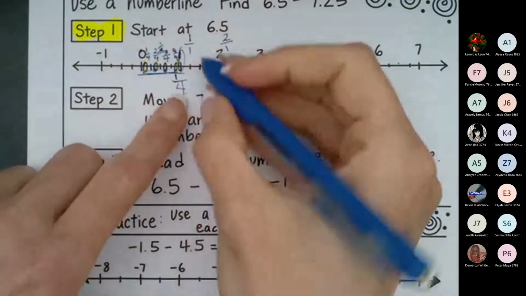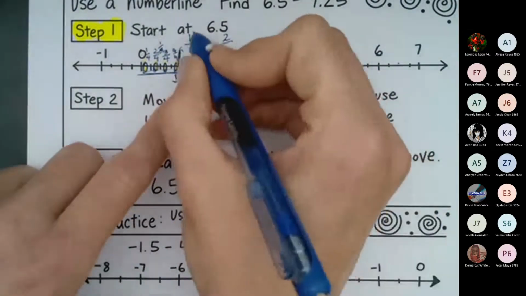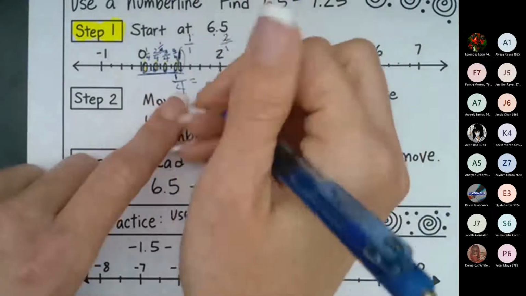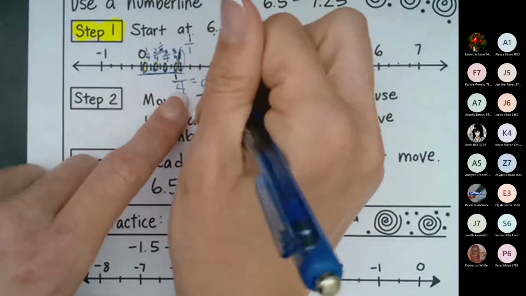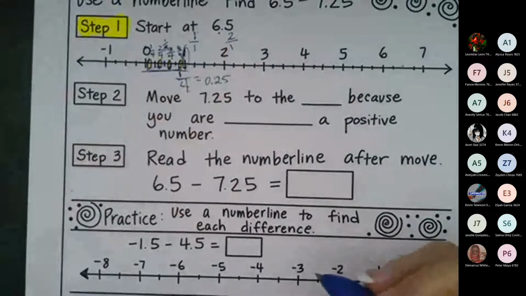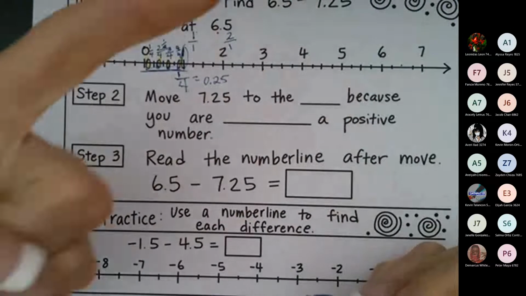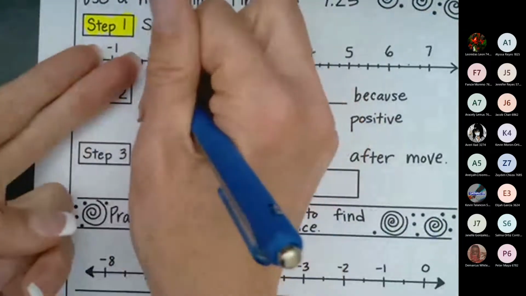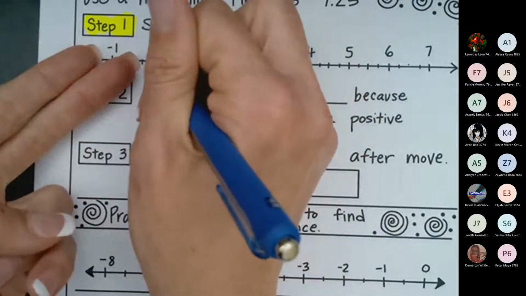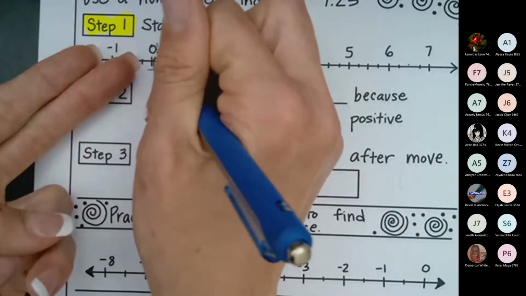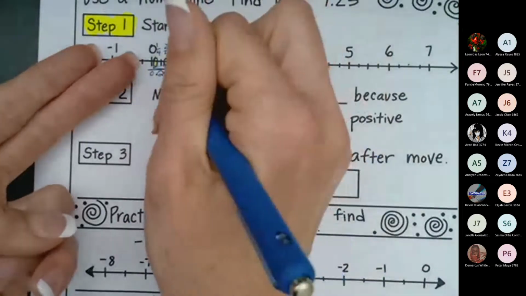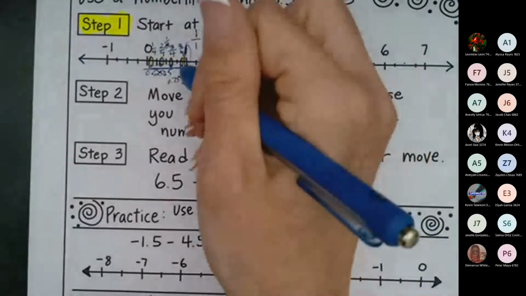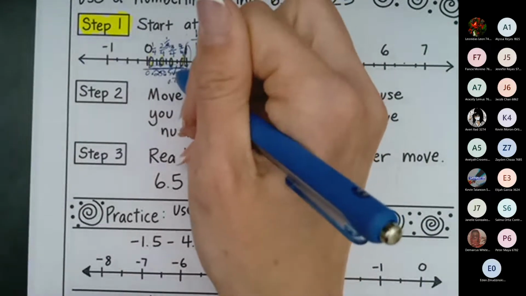Also, since my problem says to start at 6.5, I know that 1 divided by 4 is equal to 0.25. Think about it like quarters: 4 quarters makes $1. If I have a quarter, that's 25 cents. If I have 2 quarters, then I have 50 cents, which is the same as 0.5. A third quarter would give me 75 cents, or 0.75. My third little line is worth 0.75.